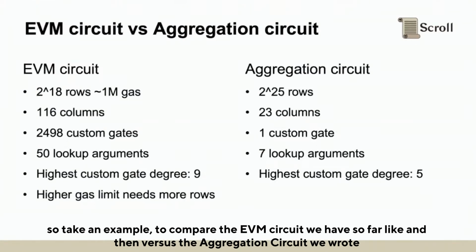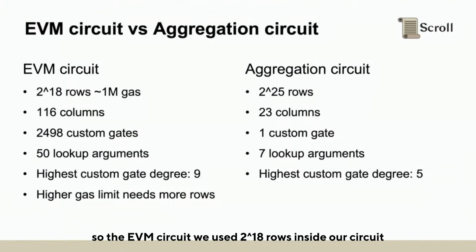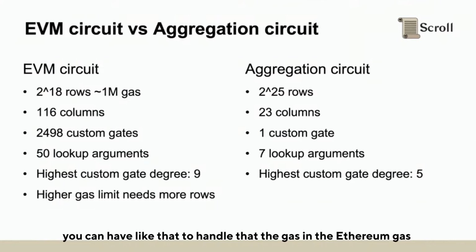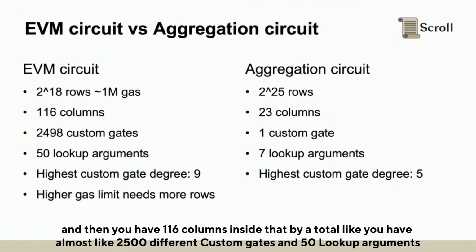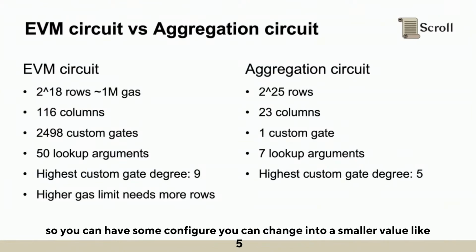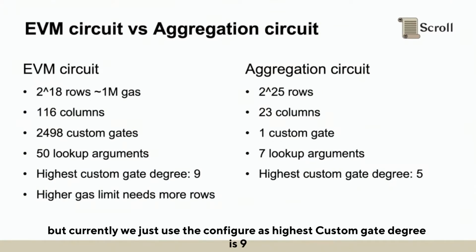Take an example to compare the EVM circuit we have so far versus the aggregation circuit we wrote. For the EVM circuit, we use 2^18 rows, which can handle about 1 million gas, that is EVM gas. You have 116 columns, almost 2,500 different custom gates, and 50 lookup arguments. The highest custom gate degree we currently have is 9, but it's adjustable through config, so you can change it to a smaller value like 5. Currently we just use a highest custom gate degree of 9.